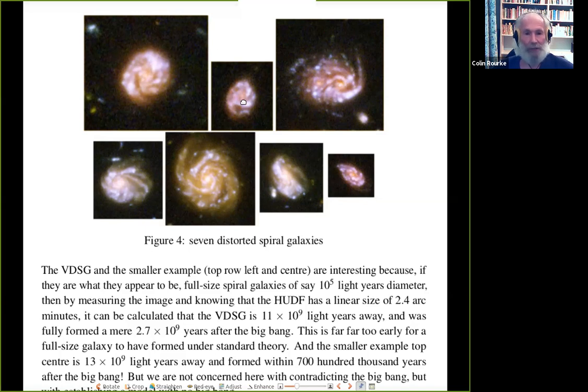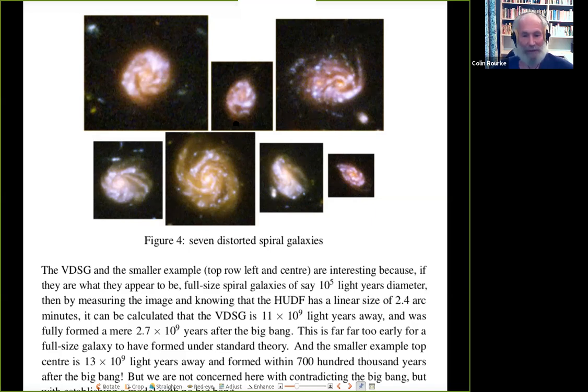These 2 are interesting because if they are what they appear to be, full-size spiral galaxies of, say, 10 to the 5 light years diameter, then by measuring the image, and knowing that the Hubble Ultra Deep Field has a linear size of 2.4 arc minutes, it can be calculated that this one is 11 times 10 to the 9 light years away and was formed a mere 2.7 times 10 to the 9 years after the Big Bang.